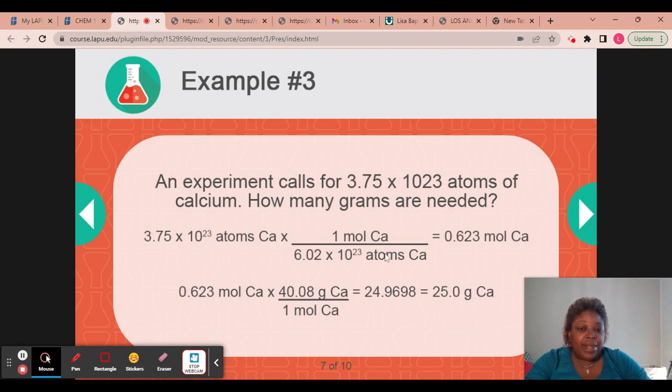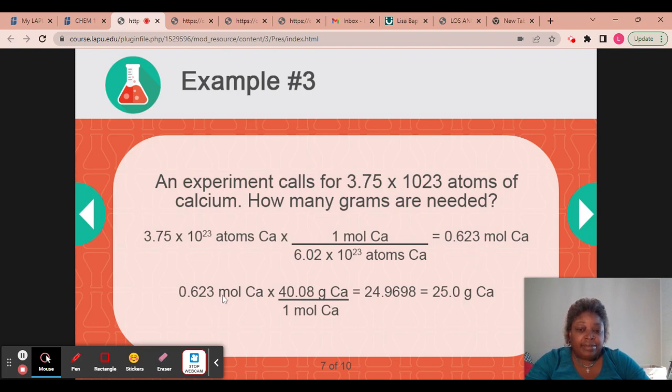We start with atoms, so we want atoms to go at the bottom. Remember, this is Avogadro's number: 1 mole over 6.02 times 10 to the 23rd atoms of calcium. Both of these numbers have 3 significant figures, because if we're looking at significant figures for numbers in scientific notation, all the numbers before the times symbol are significant. So there's 3 here, there's 3 here, so they're both the same. So 0.623 moles of calcium, giving us 3 sig figs.